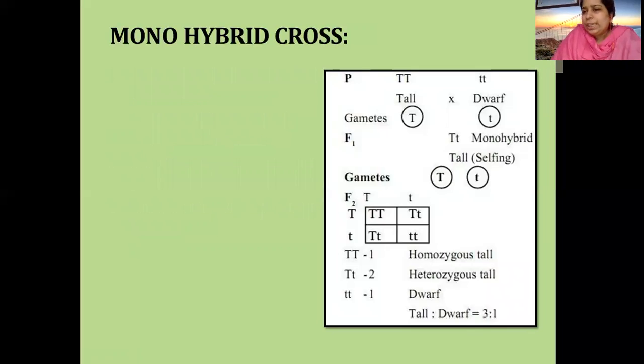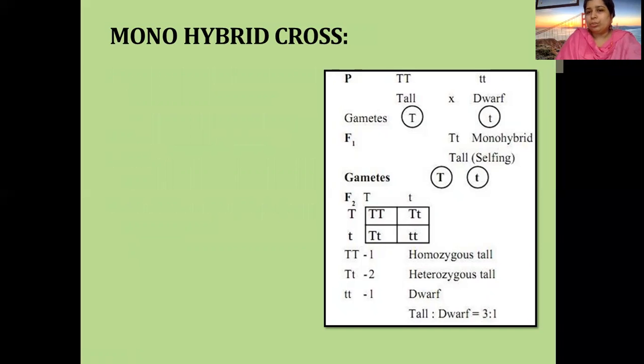So what did Mendel do? He took a tall pea plant and he took a dwarf pea plant, right? And he did a crossing. You don't know what crossing over is? Yes, between two homologous chromosomes. He did a crossing.